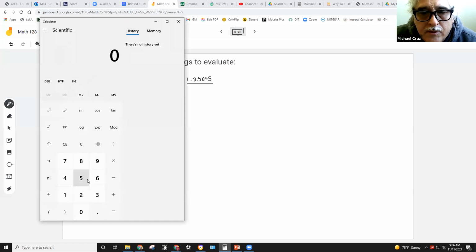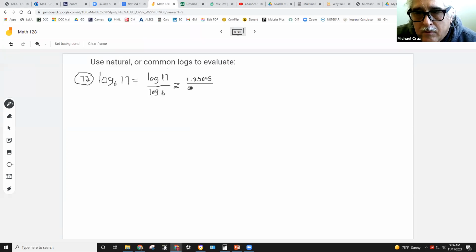All right, so and then 6 logarithm. And it's a good idea to write them down, because if you hit something wrong on the calculator, you're not going to be able to get them back without doing the calculation again.